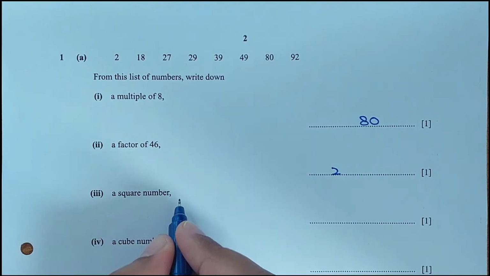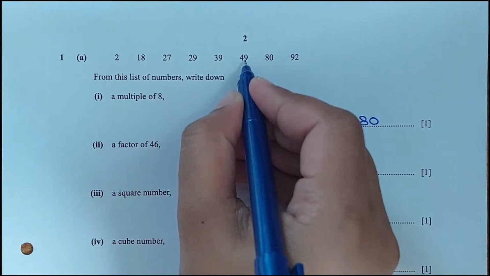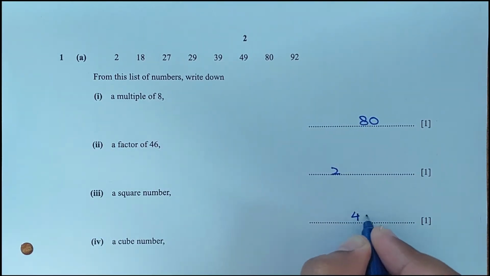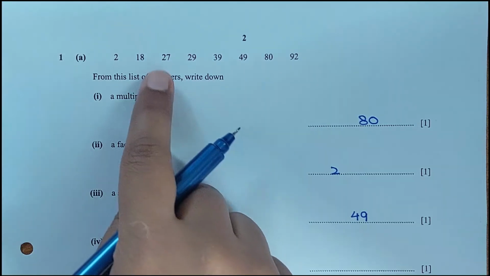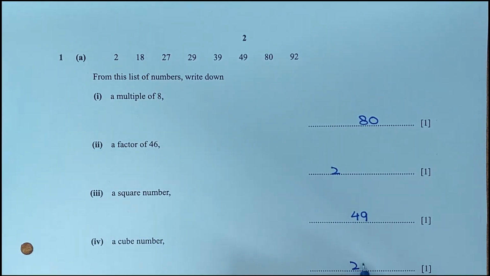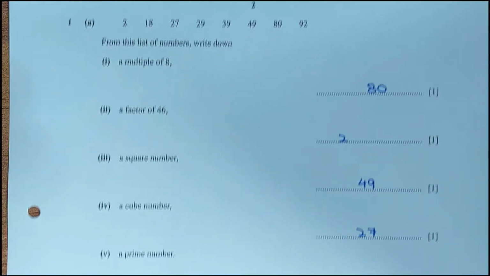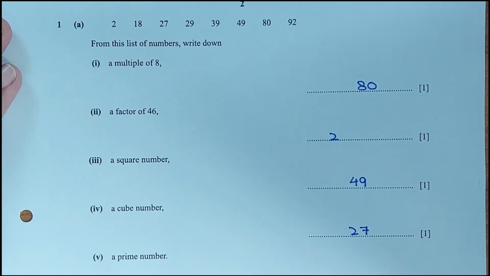A square number: 49, because 7 times 7 is 49. A cube number: we can see which number is a cube. 27, because 3 cubed is 27, right? And a prime number: 2 is a prime number, and 29 is a prime number.